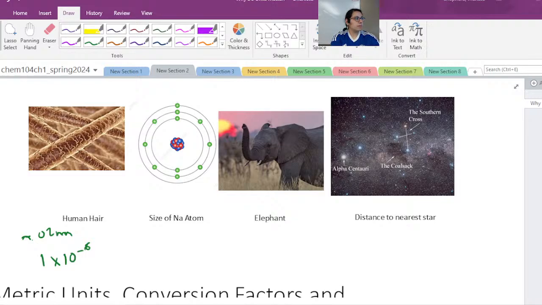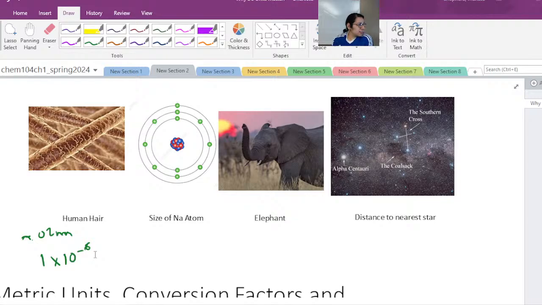Way smaller than the particle of human hair. So way smaller than the hair. Any thoughts? Fold a piece of paper in half, like 30-something times. And then what unit would that be on? Any guesses?